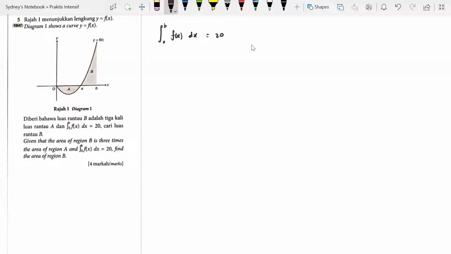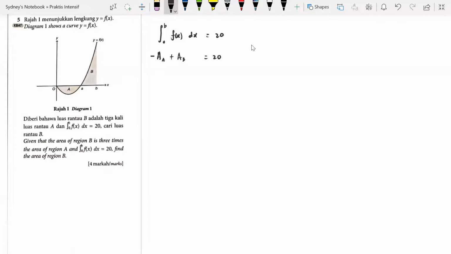Okay, so with that in mind, we let the area of A plus the area of B. Because the area of A after the integration, without putting the modulus, will give us a negative value, we treat the area of A as positive, but due to its position below the x-axis, we put our own negative in front of the area of A. So these two added up will give us 20.